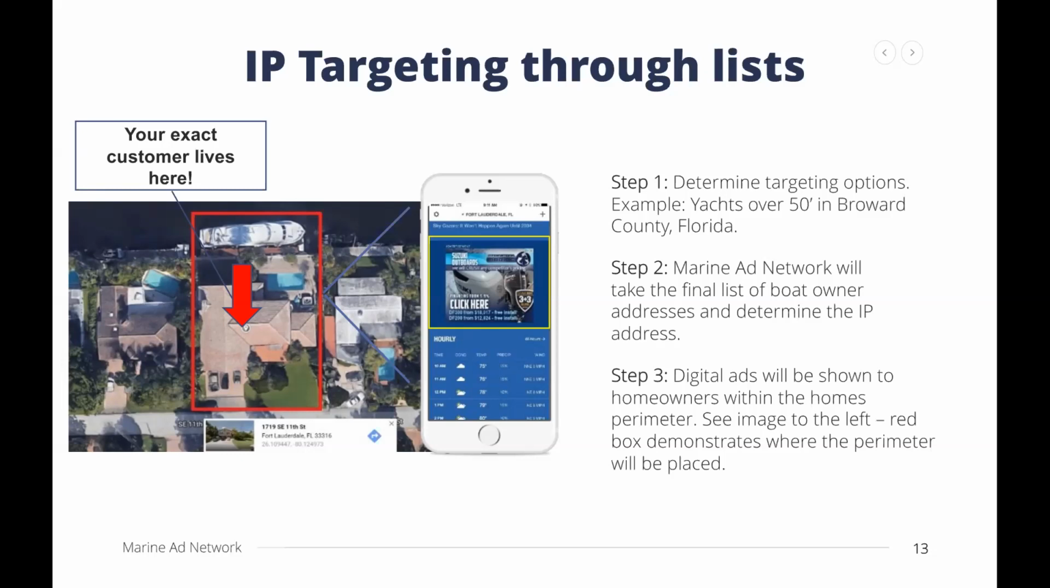Super powerful. This is an example of what the ad would look like. This is a weather app, for example. This is how the ad would appear if someone was surfing the weather app in their house, on their Wi-Fi or device, and they would see this ad for your product.